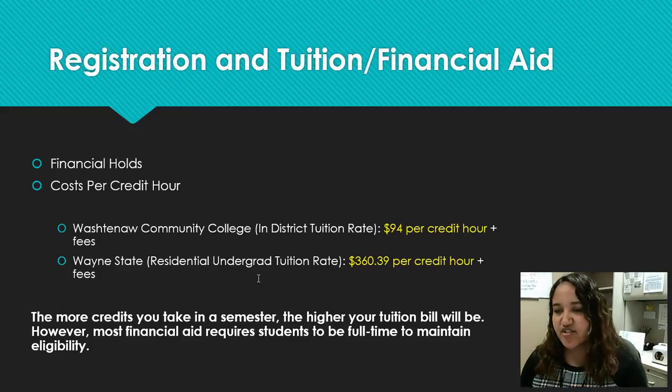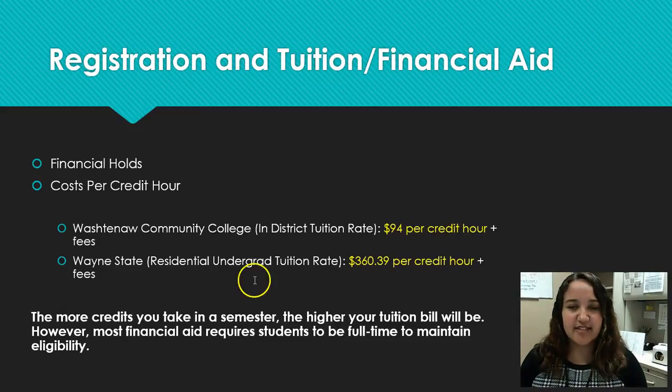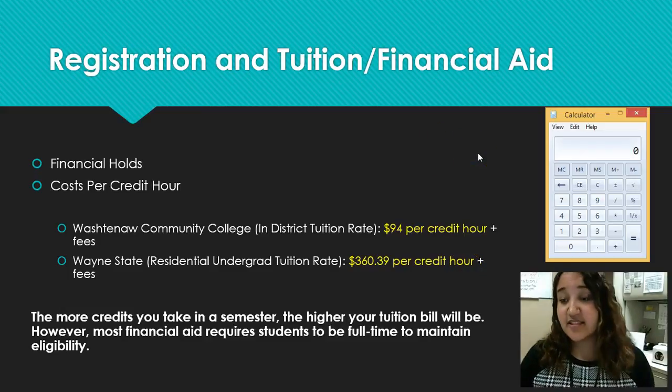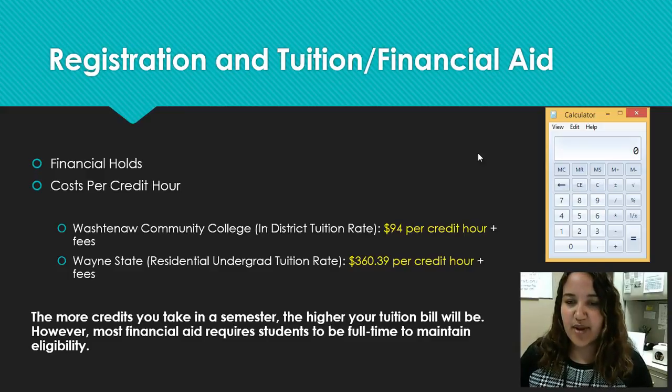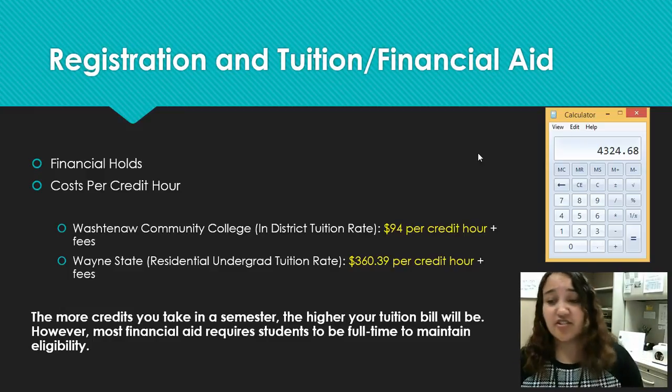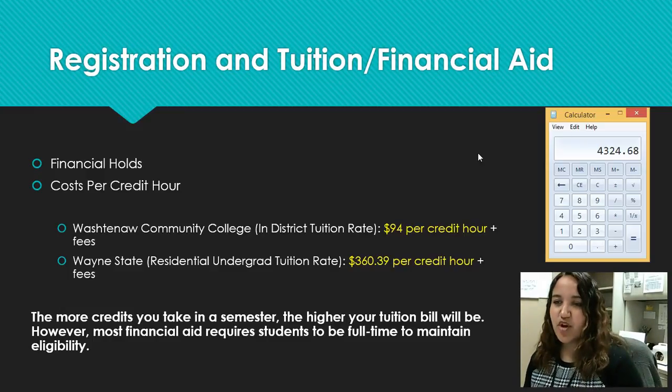Depending on what your financial aid looks like, that might be okay. If you pay out of pocket, just be aware that that's going to cost a little more. So let's put that in context a little bit. Let's say that this fall semester, your first semester, you took 12 credits at Wayne State University. We'll use them as an example. So 12 credits times $360.39 per credit hour. That's roughly 4 classes. So for 4 classes, just for tuition, those 12 credits would cost you a little over $4,300.